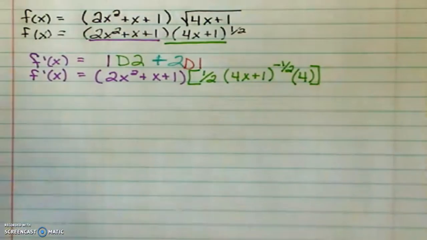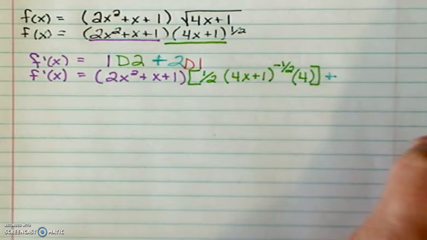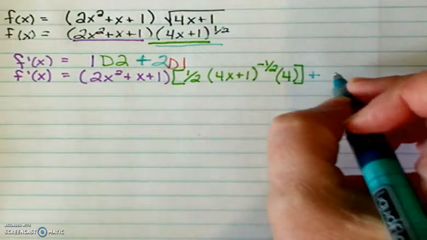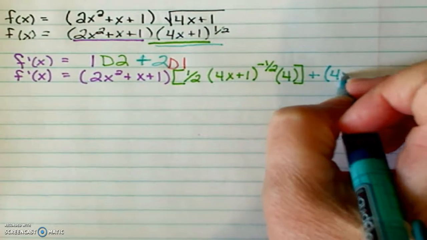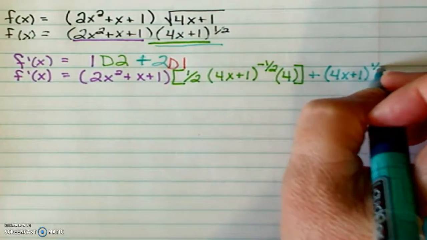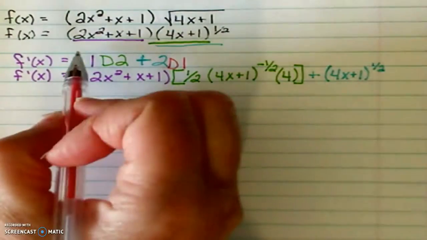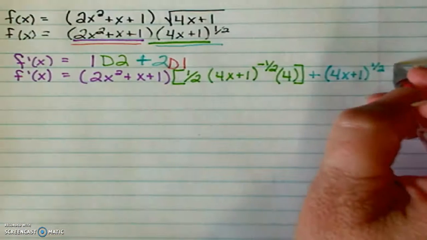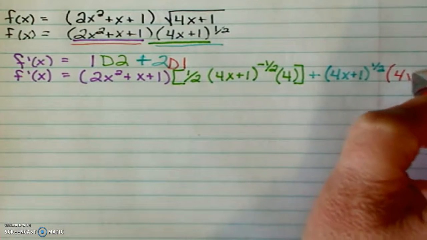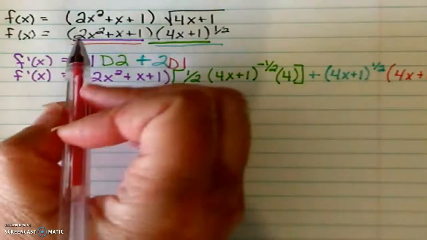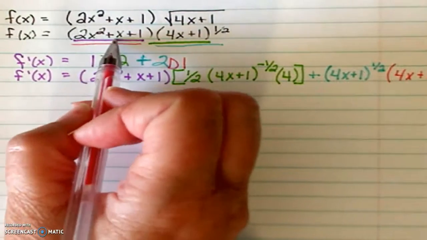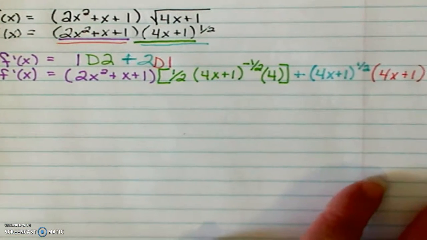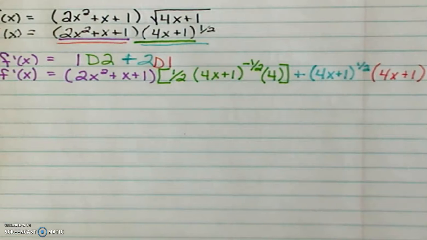So there's d1 d2. Then we are going to have plus d2, and d2 is that factor I have underlined in green right there. So it's going to be the quantity of 4x plus 1 to the 1/2. And then we have d1. d1 is going to be the derivative of your first factor, which is going to be 4x plus 1. The derivative of 2x squared, bring down the exponent, decrease it by 1, and the derivative of x is 1. Okay, I ran out of room there trying to scrunch it in. Alright, so that's what we have so far.